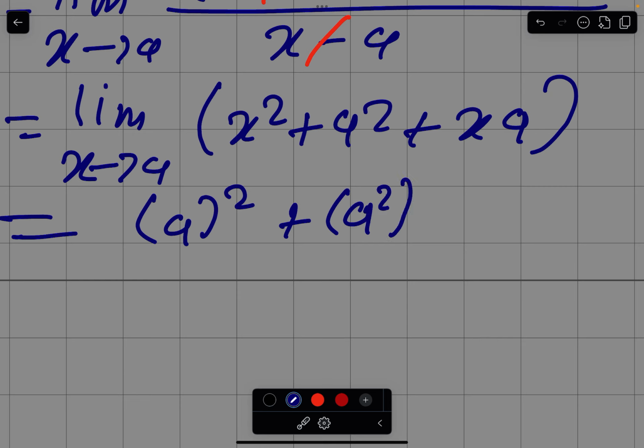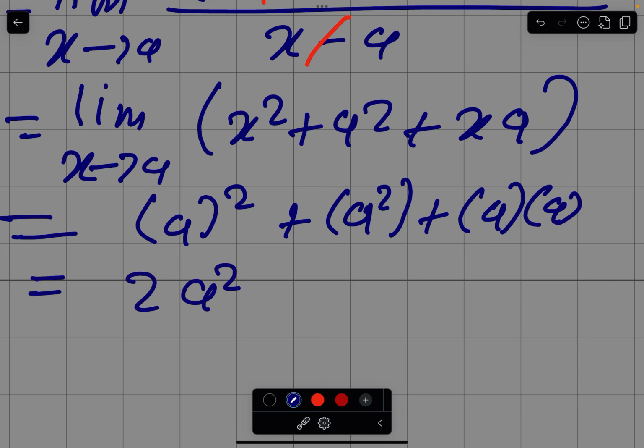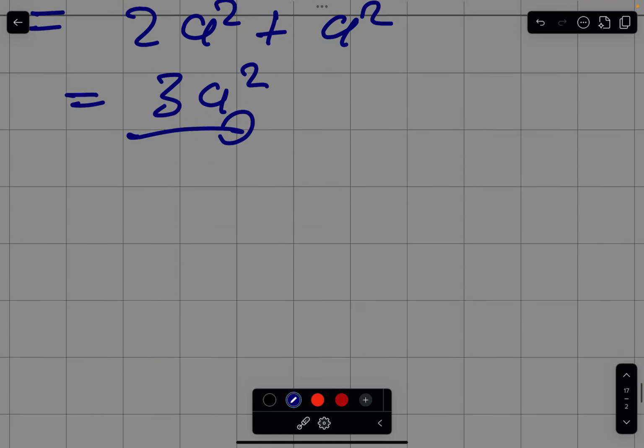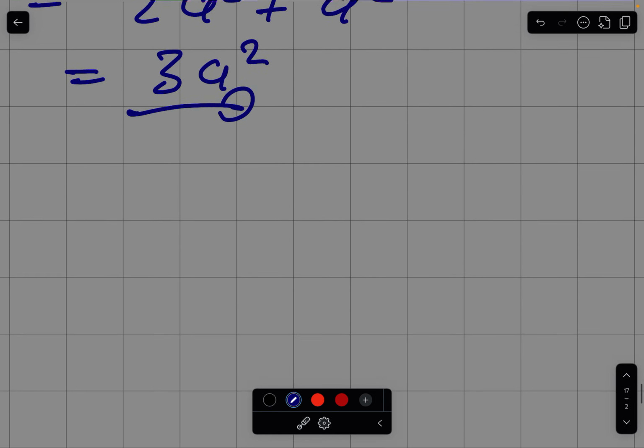You can't substitute a squared. You substitute where there is x. A into a. You're going to have 2a squared plus a times a, which is a squared, meaning this thing is 3a squared. That's your answer. Therefore, I think I am done with the hardest questions now. There is no any other except this last one. Let's try this last one.